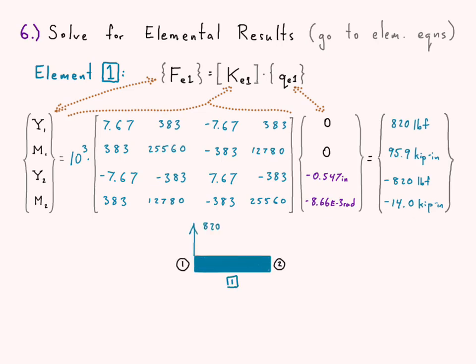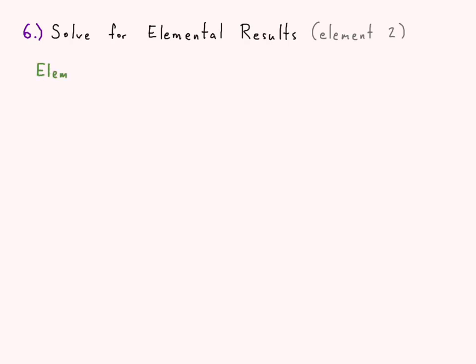There is our element. There we go. There's the 820 pounds at node 1, negative 820 pounds at node 2, 95.9 kip inches at node 1 for the moment, and then clockwise 14.0 kip inches at node 2. We're going to go through that exact same process with element 2.